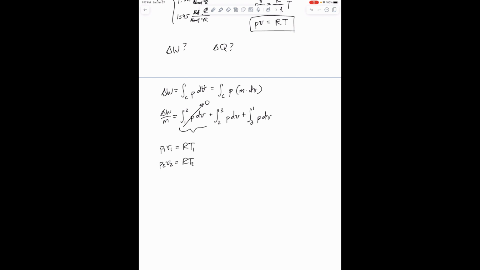Okay, I have this. I have all the variables here. So technically, I need to solve for a specific volume right now. But I'm not going to, because I want to use this really cool trick.